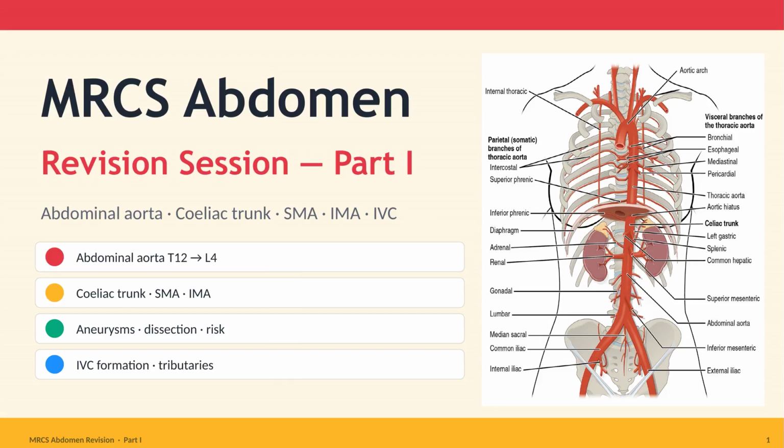Let's get into it. So this is our roadmap for Part 1. 4 blocks. We'll start with the abdominal aorta itself, its course from T12 to L4. Then we'll go through the 3 midline visceral branches you absolutely must know: celiac trunk, SMA, and IMA. We'll cover aneurysms, the definitions, the types, and what makes them surgical emergencies. And we'll finish with the IVC, how it forms, where it goes, and the tributaries that trip people up in the Viva. Stick a finger in this slide as a contents page, and let's begin.